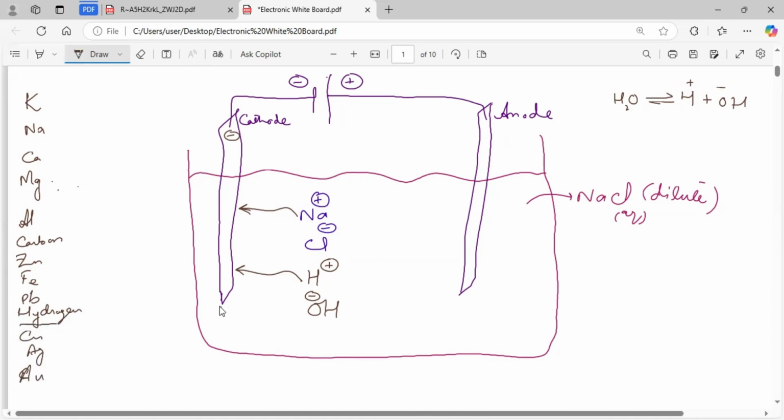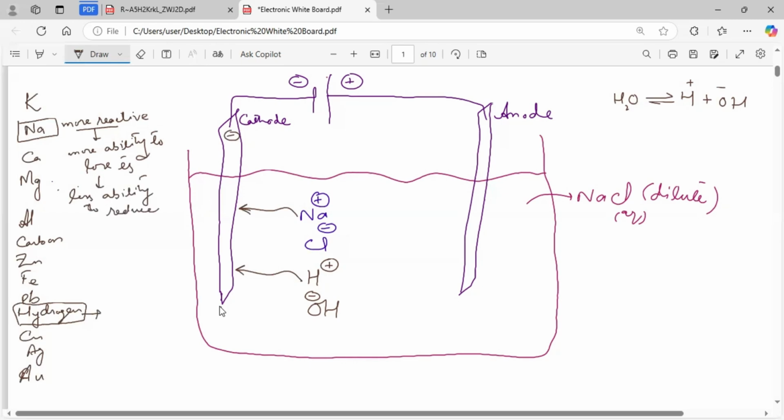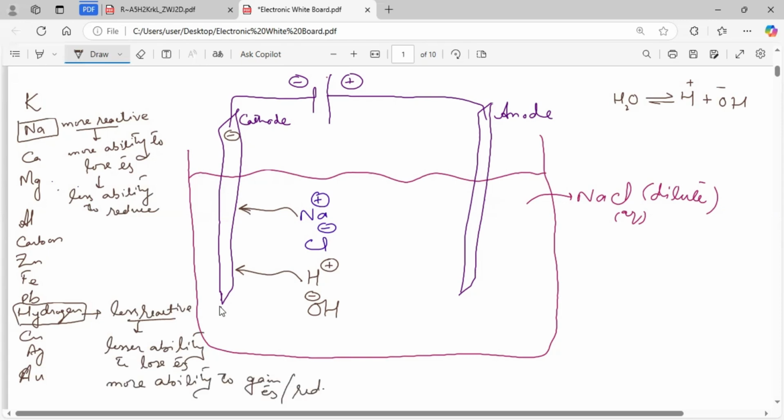Now, hydrogen and sodium. Sodium, as I also told you yesterday, is more reactive, which means it has more ability to lose electrons, in other words, less ability to reduce or gain electrons. Same is the case with hydrogen, which is less reactive, which means it has lesser ability to lose electrons but more ability to gain electrons, more ability to be reduced, right?